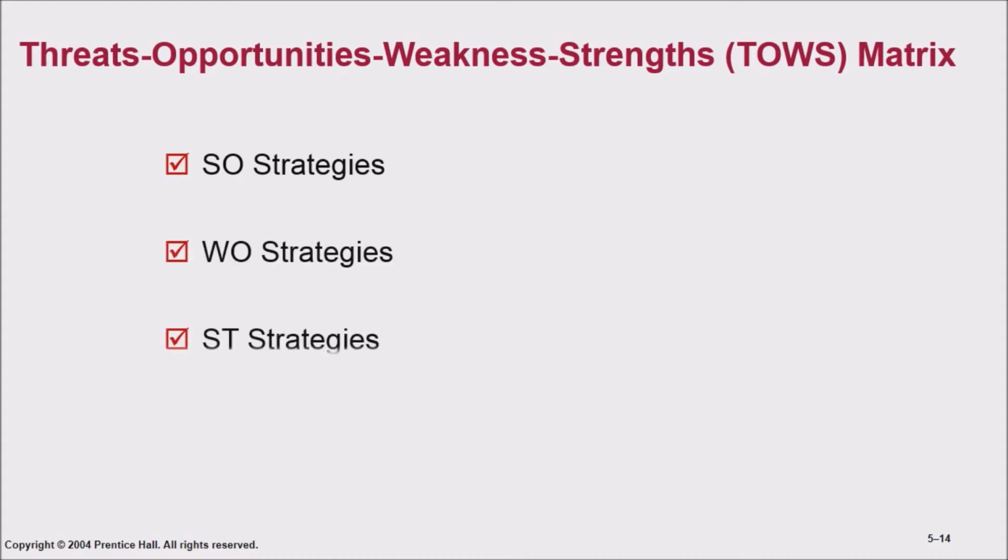The threats, opportunities, weaknesses, strengths matrix, which is known as the TOWS matrix, is an important matching tool that helps managers develop 4 types of strategies. They are SO strategies, WO strategies, ST strategies, and WT strategies.